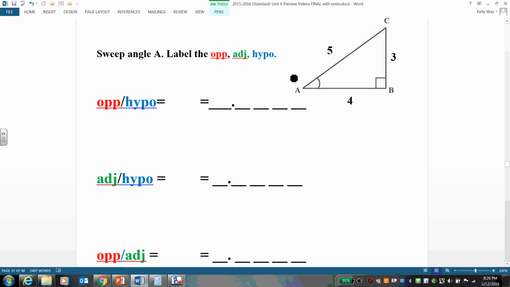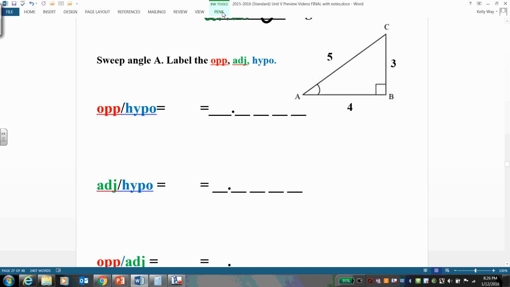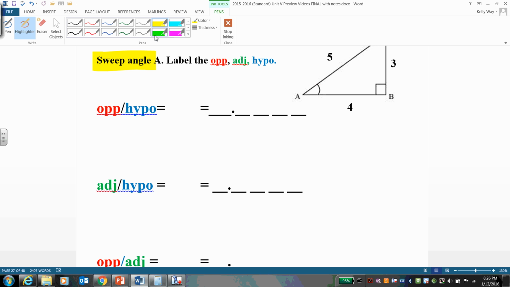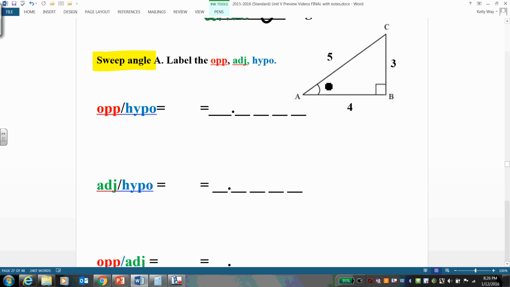Ready? It says sweep angle A. I'd like you to sweep angle A, to physically sweep it. Now from angle A, you're going to label the opposite, the adjacent, and the hypo. This is the opposite.